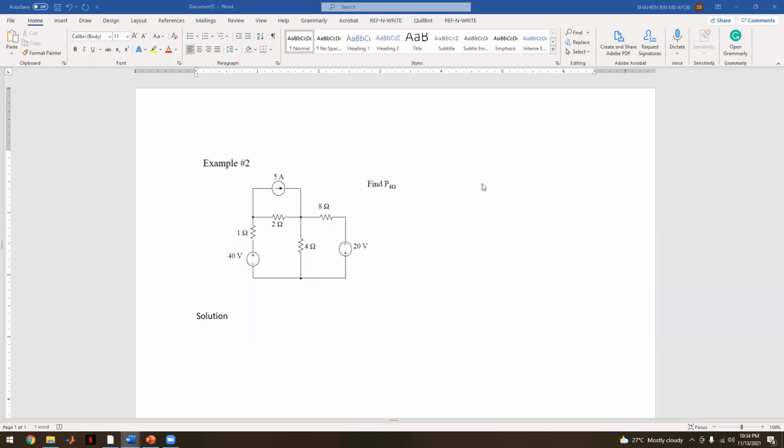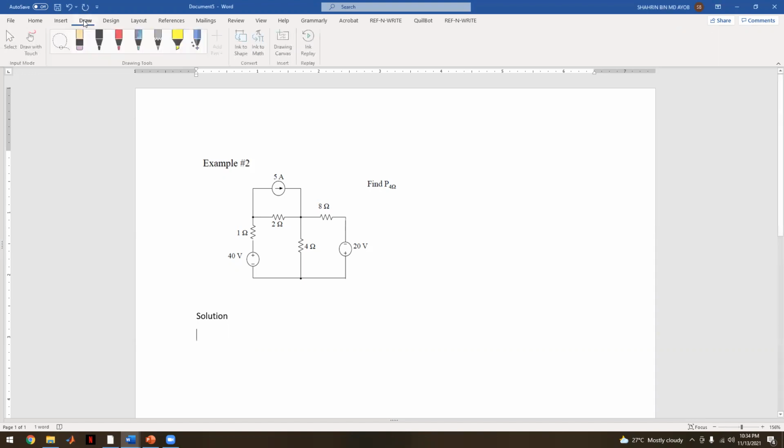Okay, another example is actually example 2 from the slide. So the question is to find P, the power that is absorbed by the 4 ohm resistor. So by using mesh analysis, we assume this current is I1, this one is I2, and this one is I3. So please be consistent. If you choose clockwise, every mesh current should be clockwise.